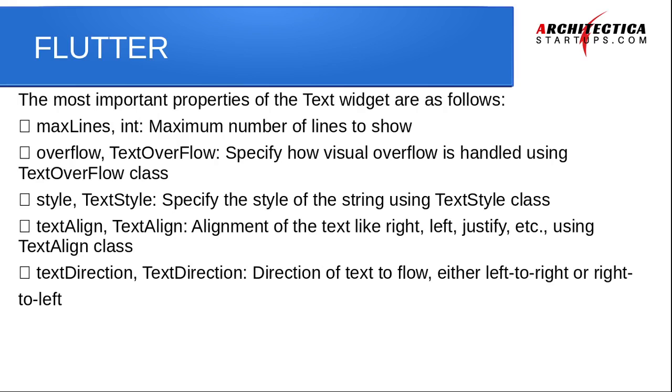For a particular layout means for a particular container. We have talked about layout widgets being containers, stacks, columns, rows. These are the layout widgets. So it will show the text on the right of the layout widget. Then text direction, left to right, right to left. This is one of the properties of text.